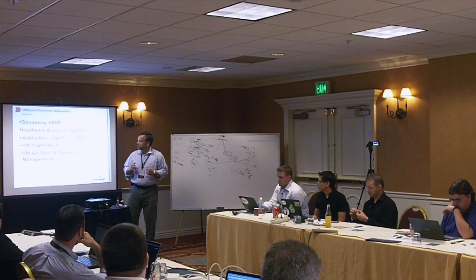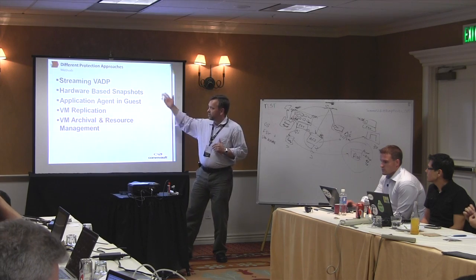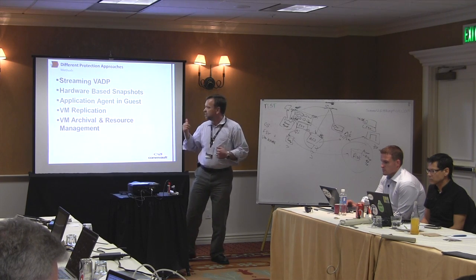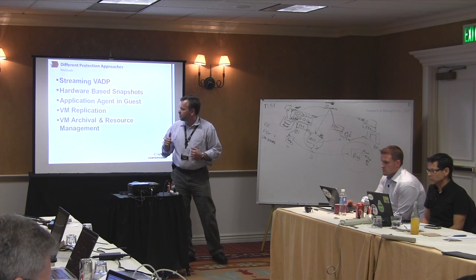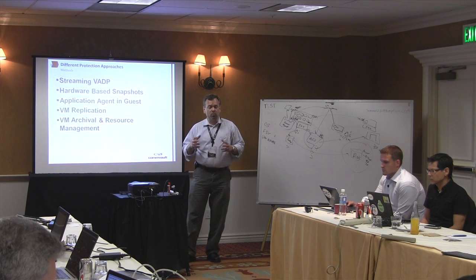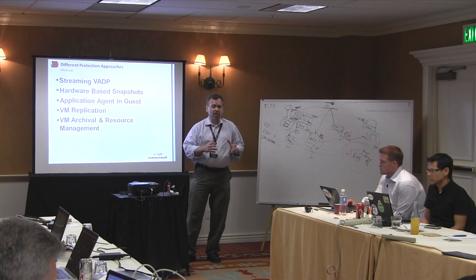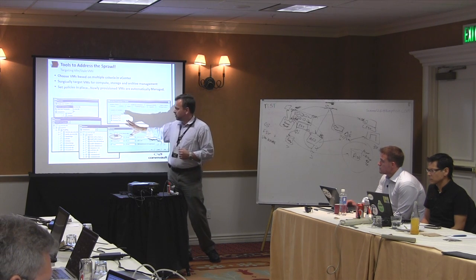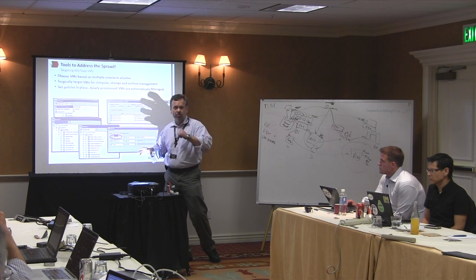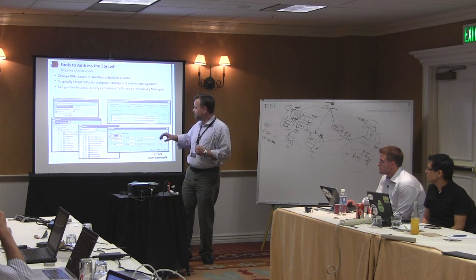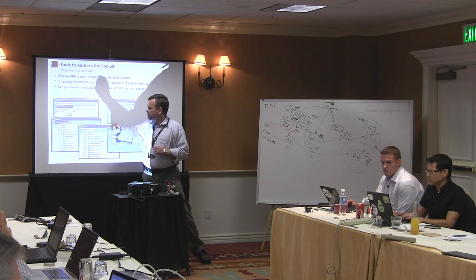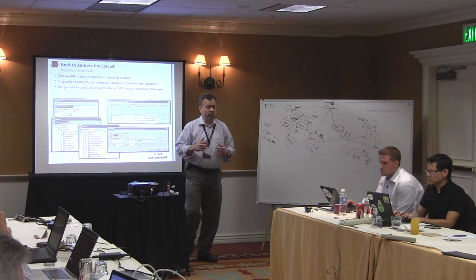Don, if you could do the next one. So very quick, Don already covered most of these. Different methods: streaming VDP, hardware-based snapshots, agent guest, VM replication. But what we are introducing is VM resource management and archival as part of the protection process, that cradle-to-grave protection. To touch on earlier, some of those affinities where we can target groups of VMs, what we can key off of: resource pools, data stores, data centers, templates, anything inside the folder structure.